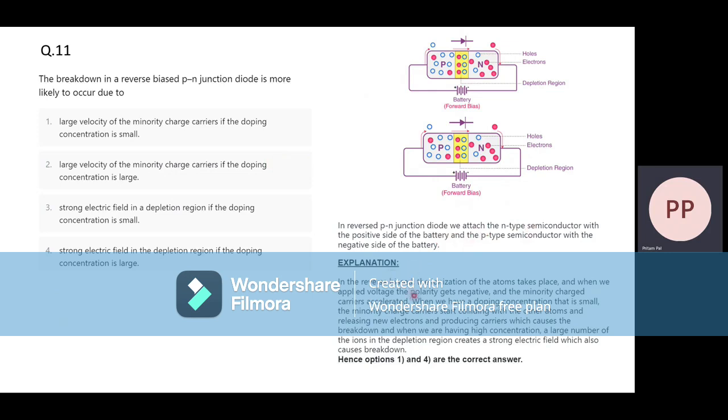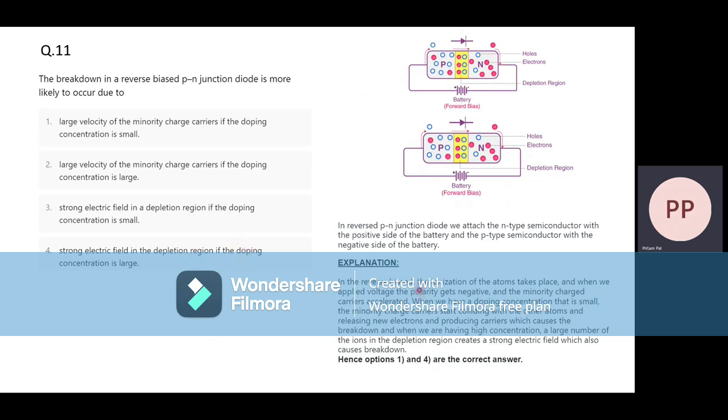The possible explanation is that in reverse bias, the ionization of the atoms takes place. When we apply the voltage, the minority charge carriers are accelerated, right? When the doping concentration is very small, the minority charge carriers start colliding with other atoms and release new electrons and produce carriers, which will cause the breakdown. When we have a high concentration, a large number of ions in the depletion region creates a very strong electric field, which is basically responsible for the breakdown.